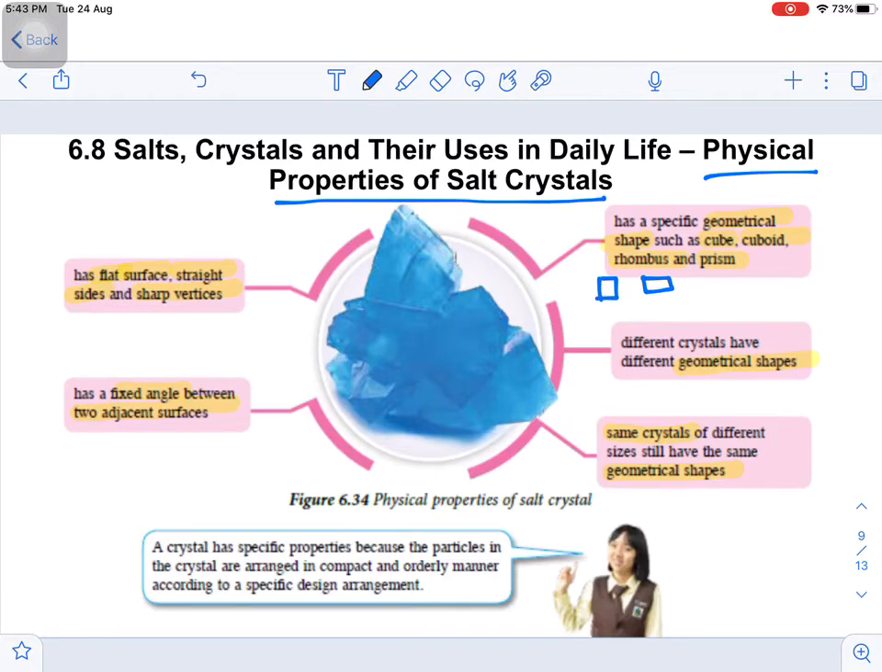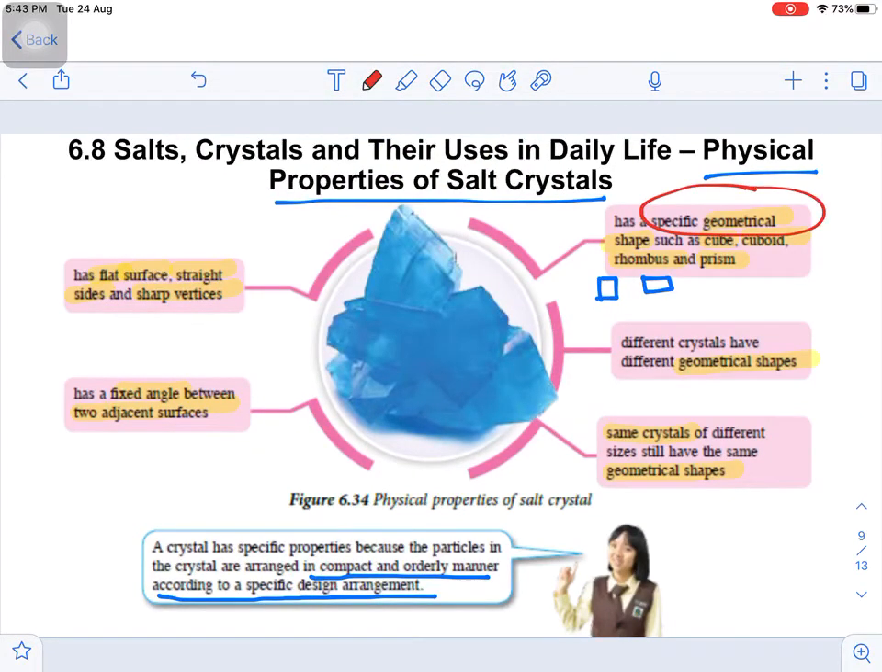And then dia ada flat surface. Kalau you tengok kristal, permukaan dia rata je. Straight side and sharp edges. Okay, yang tajam dia ada bucu tajam. Okay, a crystal has specific properties because the particles in the crystal are arranged in compact and orderly manner according to specific design arrangement. Itu sifat special characteristic dia. Pattern dia berlainan geometrical shape. So yang penting kena tahu dia ada specific geometrical shape.